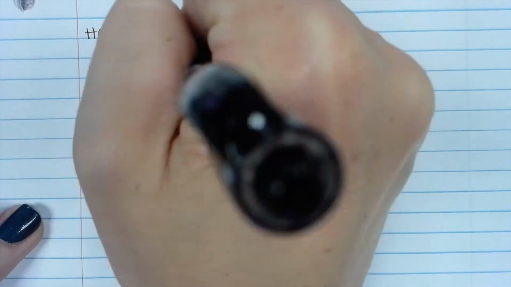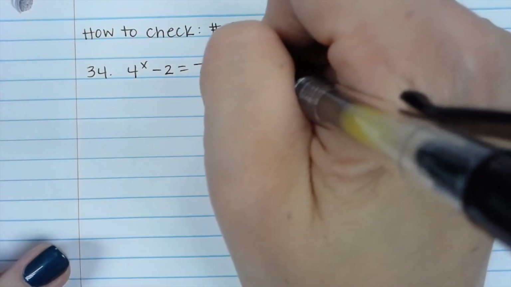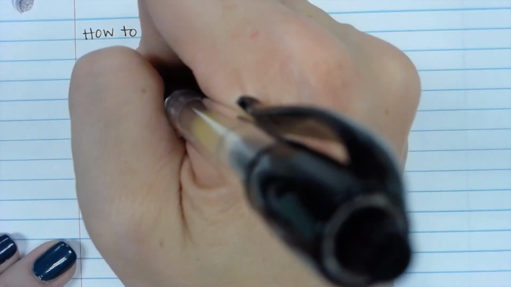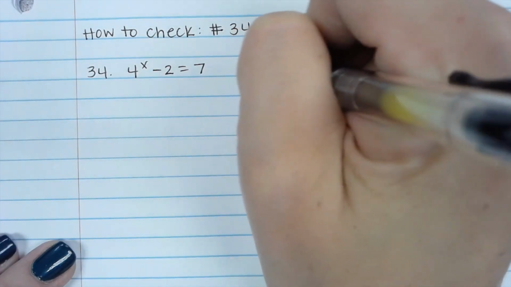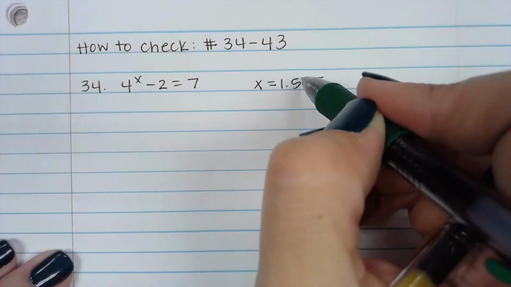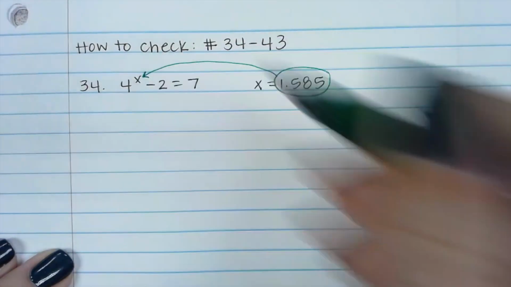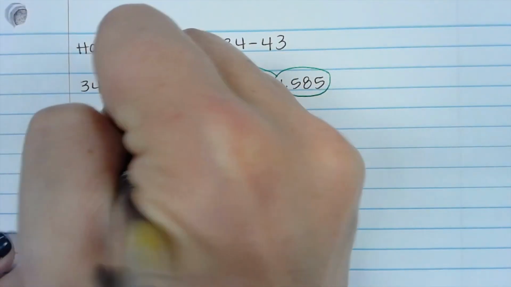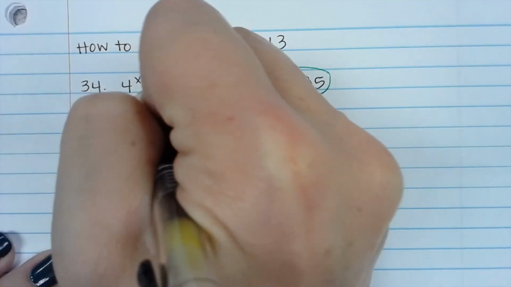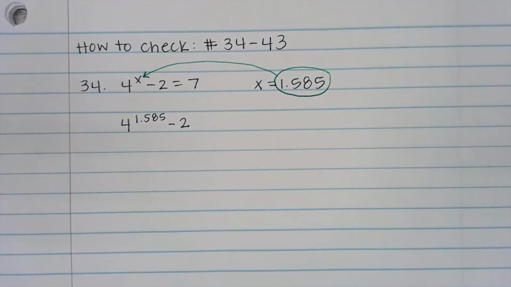For question number 34, the problem started out as 4 to the x minus 2 is equal to 7, and we did all the work for this question and rounded to 3 decimal places. We got that the answer was x equals 1.585. To check this, you can plug the 1.585 into the exponent. In your calculator, you're going to type in 4 to the 1.585 minus 2, and that's going to give you a number that's really close to 7.